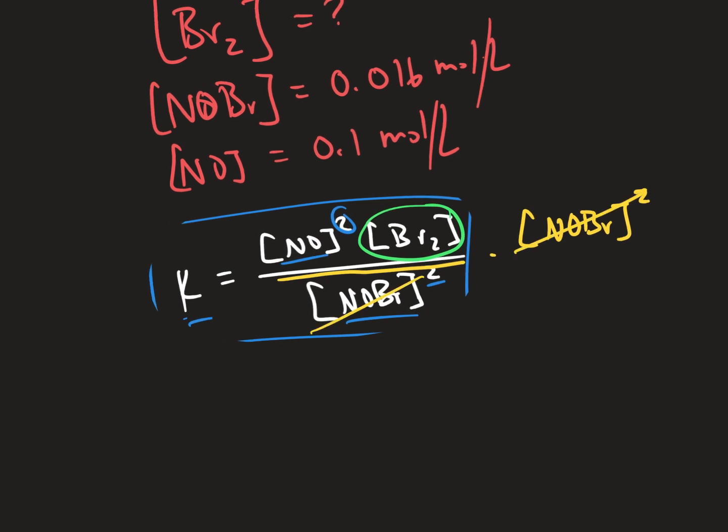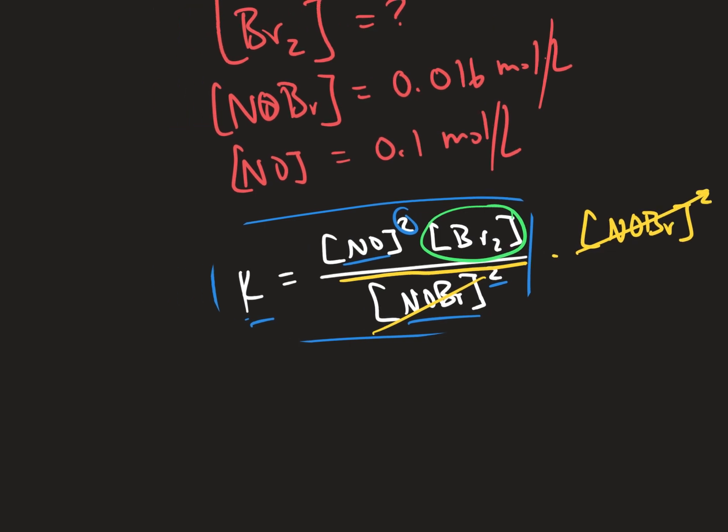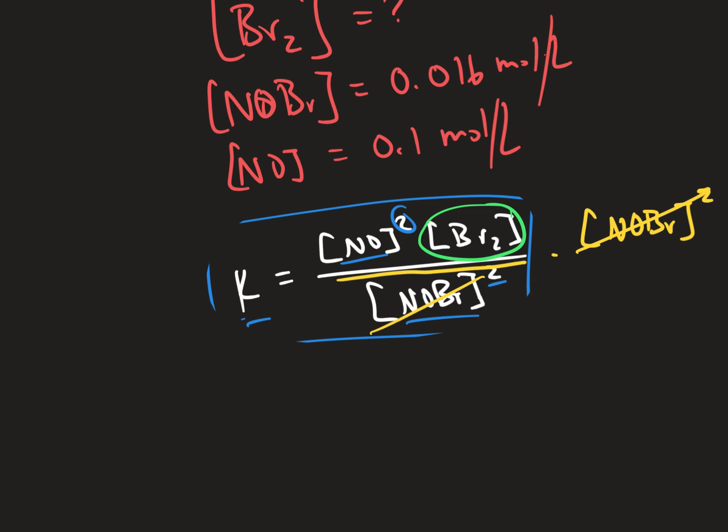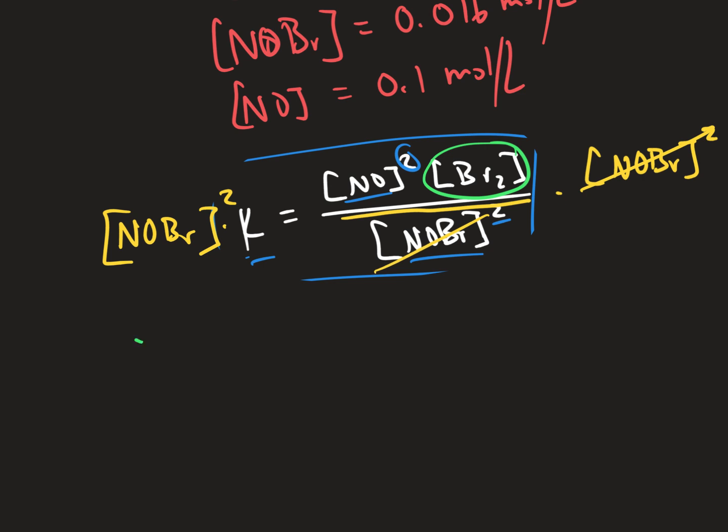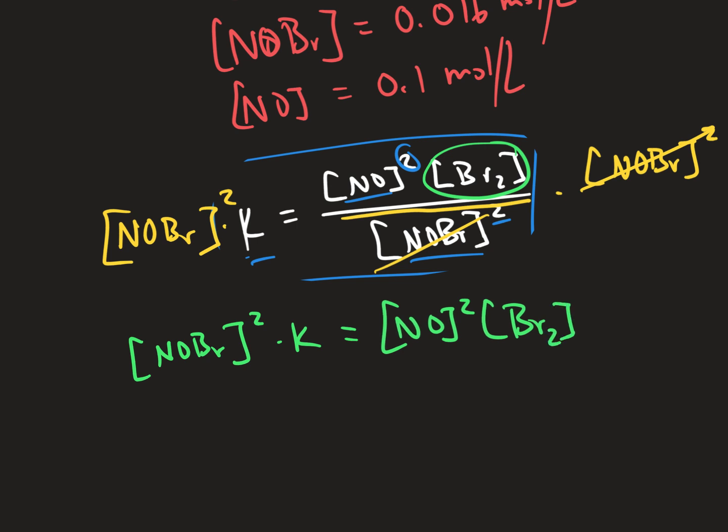That goes away. Whatever we do to the one side, we better do to the other side. Otherwise, it's not equal anymore. So we're going to multiply by the concentration of NOBr squared to both sides. And then I can rewrite it so that it's not too messy and you guys can still follow me. Everybody understand what I did? Okay.